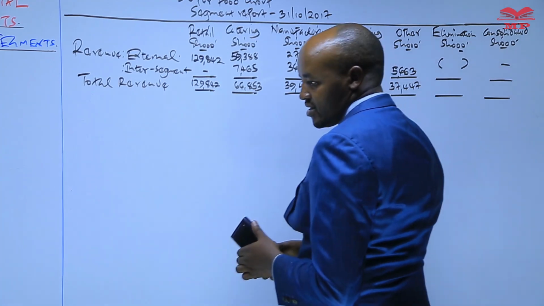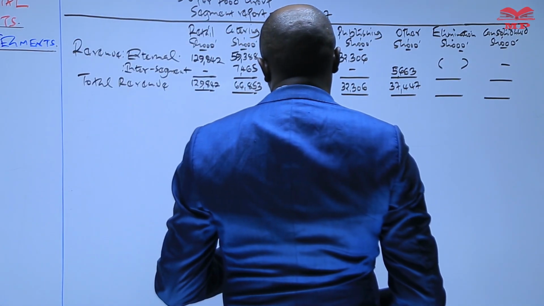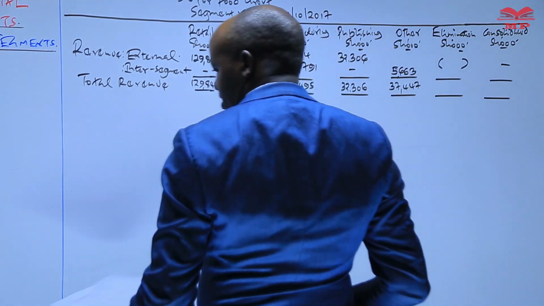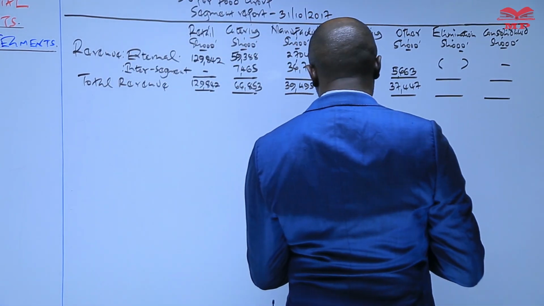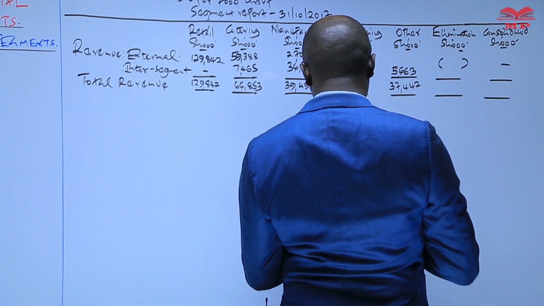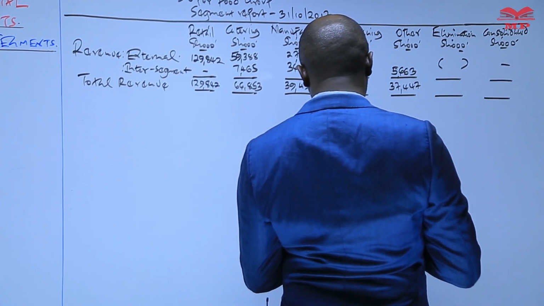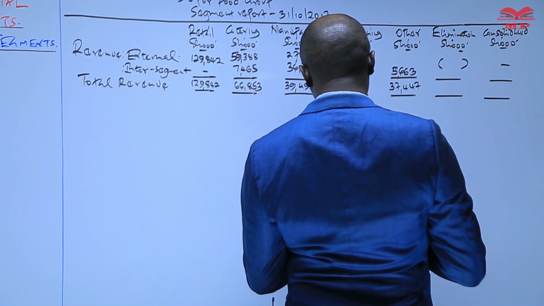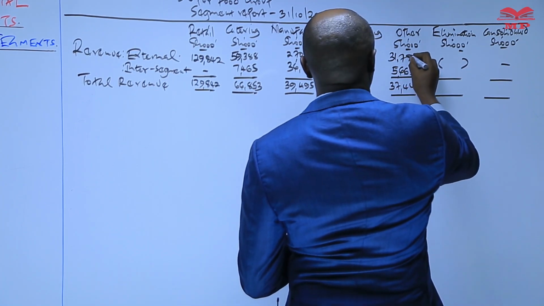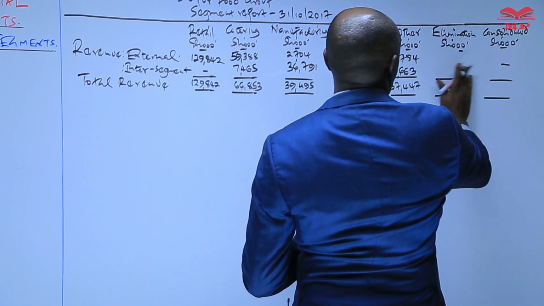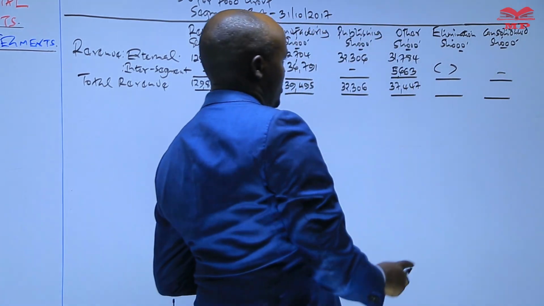Yes, so that figure is 56.63. So we get the difference between those two figures, which will give us the external revenue. That is 447 minus 56.63, which will give us 31,784.